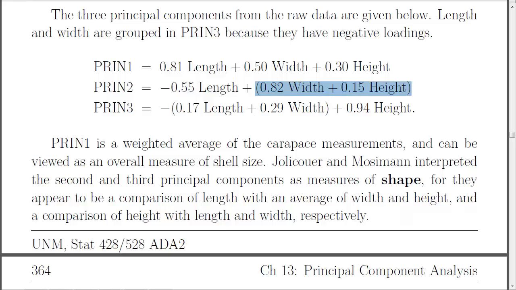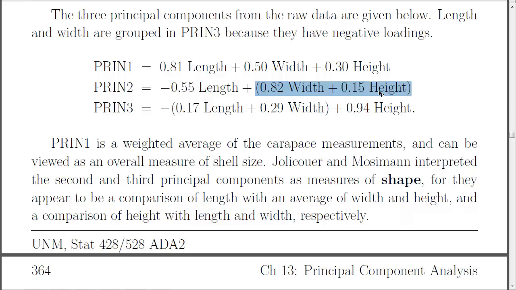So this basically says how, not really skinny the turtle is, but sort of how long it is relative to its girth. In this case, we have a negative value for the length here, so that as principal component 2 increases, the length would decrease and the width and the height increase.